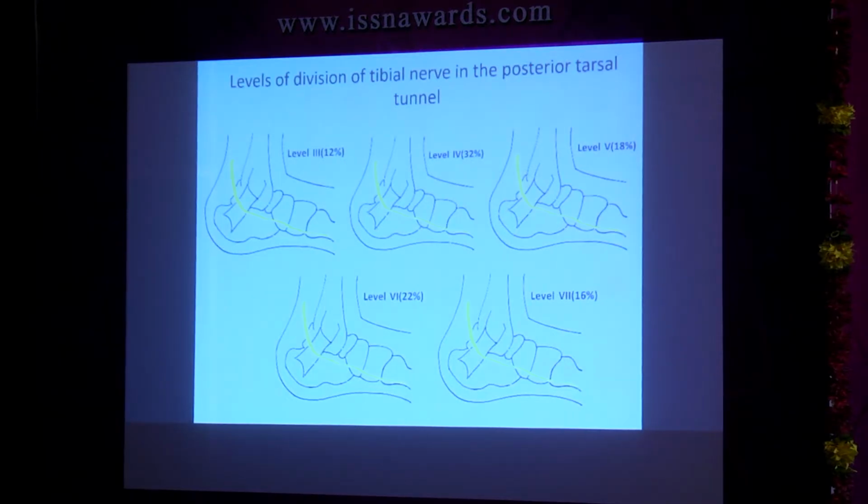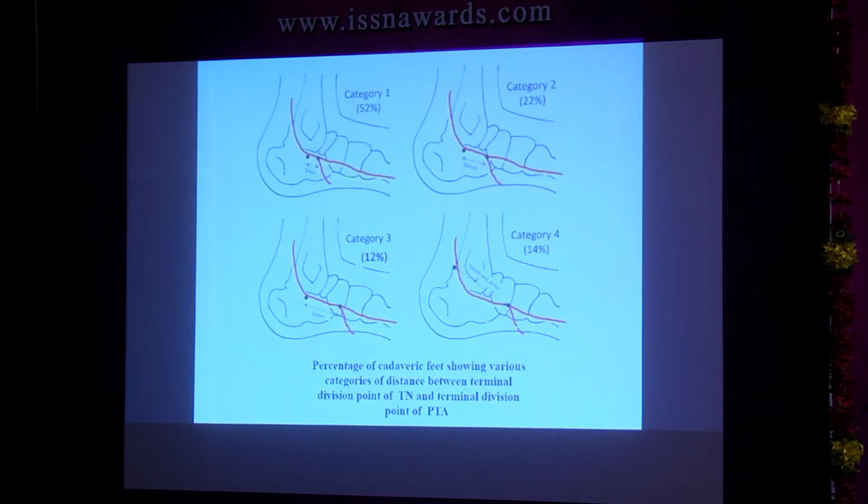Now this is the picture showing the same, where we try to divide the levels. Next slide. In reference to the category, you can make out that in 52% of feet, the distance between the division of the nerve and the artery was between 0 to 5 mm, and in 22% it was between 5 mm to 10 millimeters. Next slide.